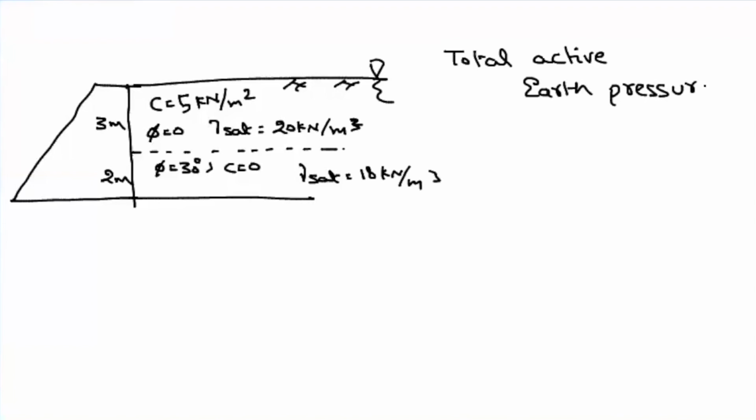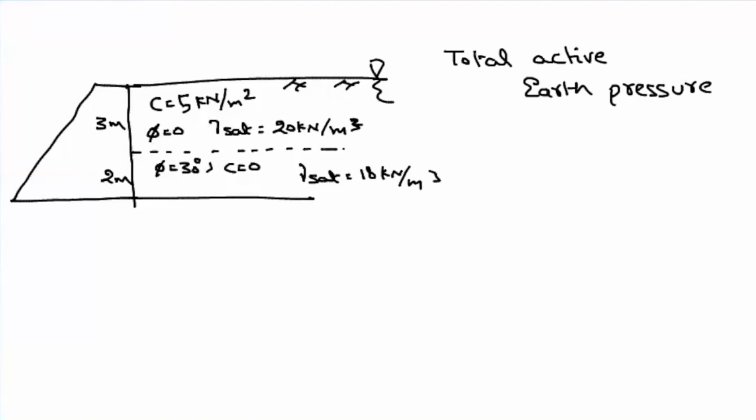So if you see here, up to the 3 meter, our soil is a cohesive soil, isn't it? That means there will be some negative stress developed in some part. Let us find up to where the pressure is equal to 0. But coming to the bottommost soil, it is a cohesionless soil, so we don't have any negative stresses in the bottommost region.